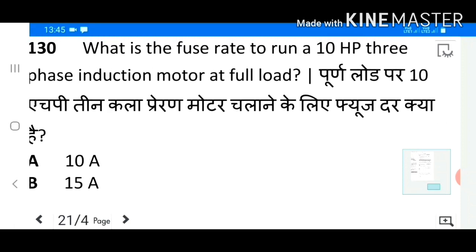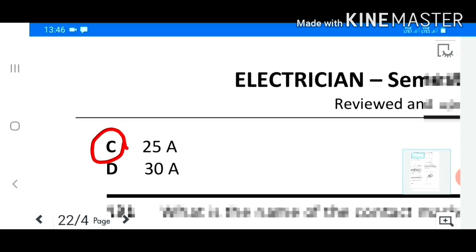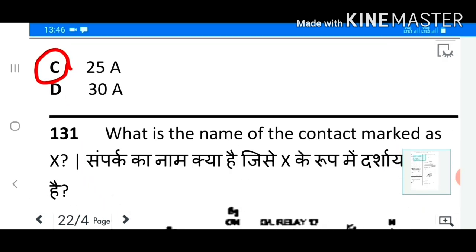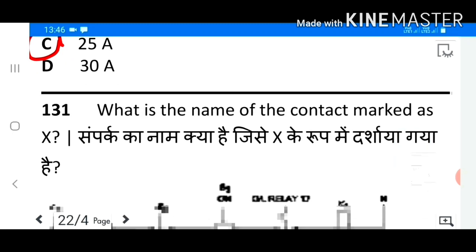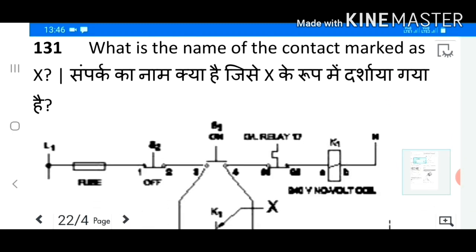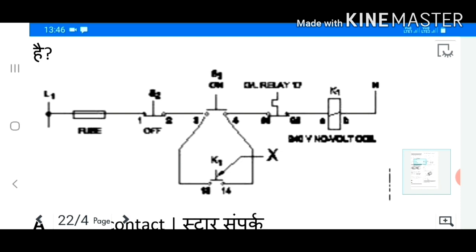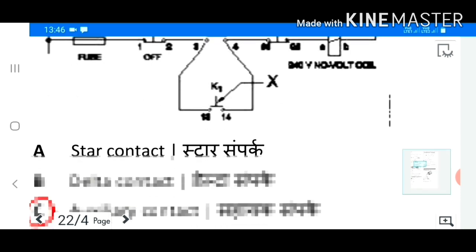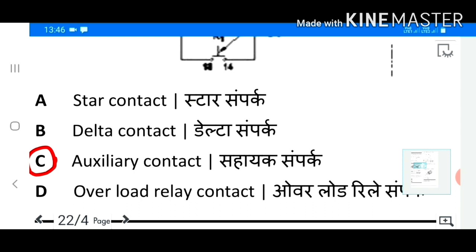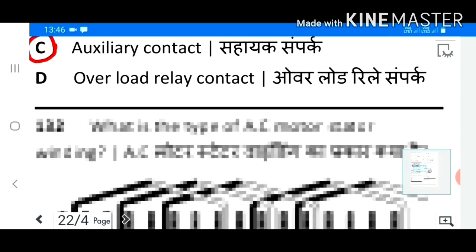130. What is the fuse rate to run a 10 HP three-phase induction motor at full load? Answer 25 ampere. 131. What is the name of the contact marked as X? Answer C. Auxiliary contact.